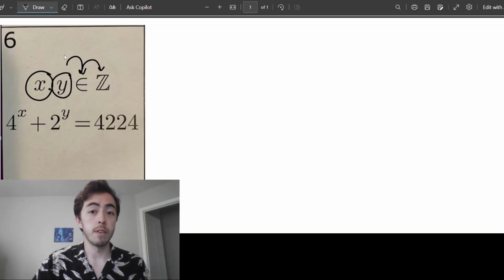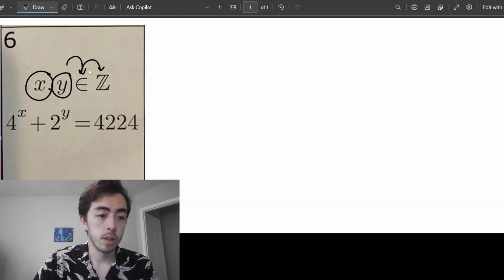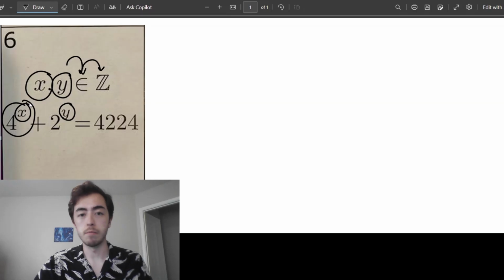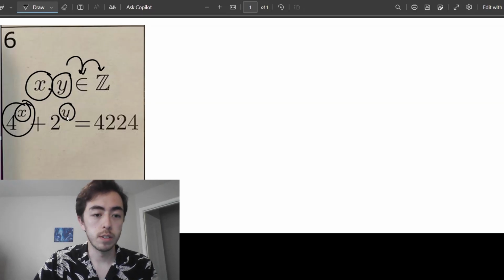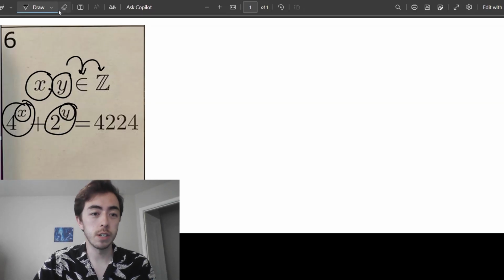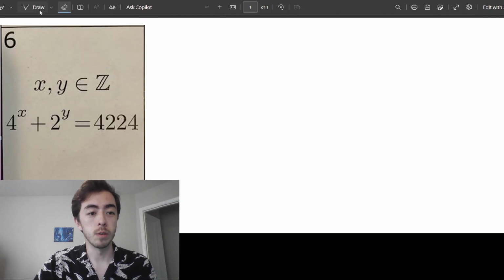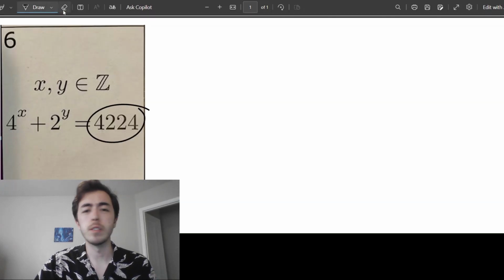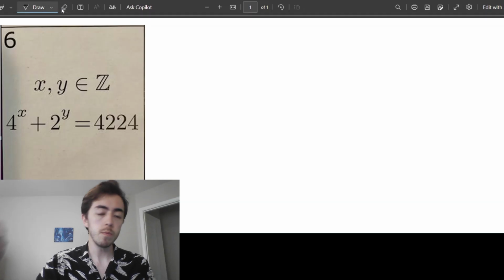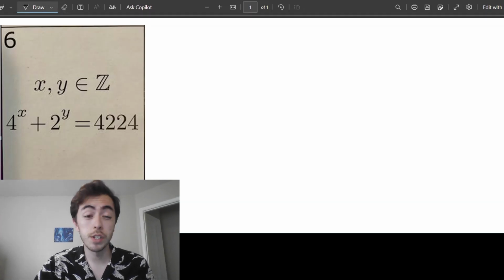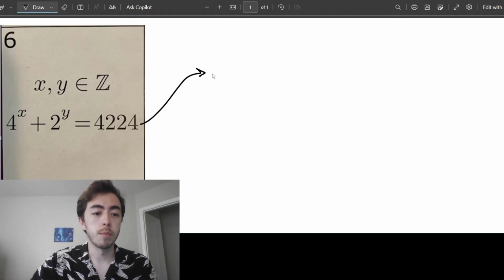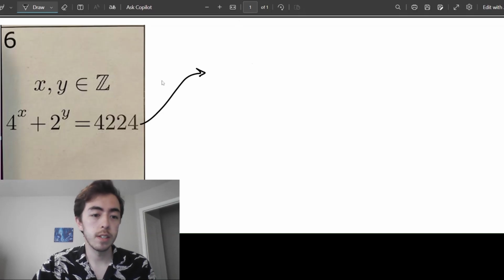Once we find the right integers, we can plug them in here and here. We'll get 4 to the power of some integer plus 2 to the power of another integer. And finally, when we add those two together, we'll get 4,224. One good strategy for these kinds of problems with exponents and bases is to find a common base.